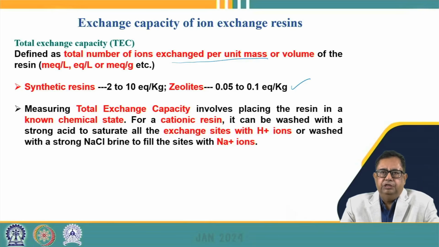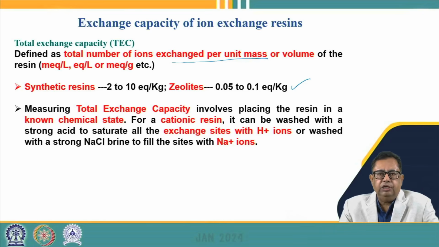Now, how do we measure the total exchange capacity of the ion exchange resin? It depends on placing the resins in a known chemical state. For example, when we have a cation exchange resin, it will first be washed either with a strong acid or with a strong brine solution, so that whatever sites are there on the ion exchange resin are totally exchanged by H plus ions or totally exchanged by sodium ions.